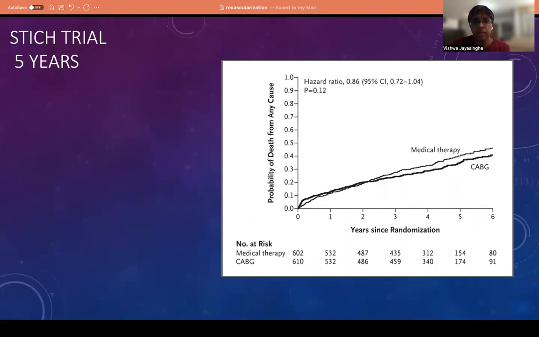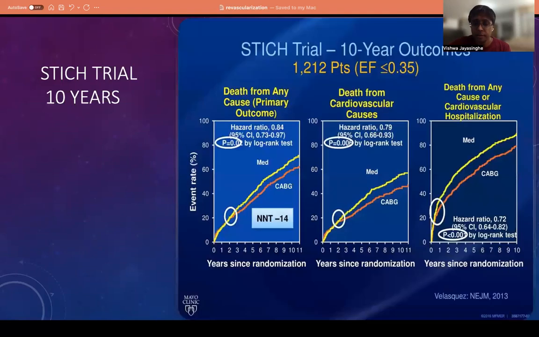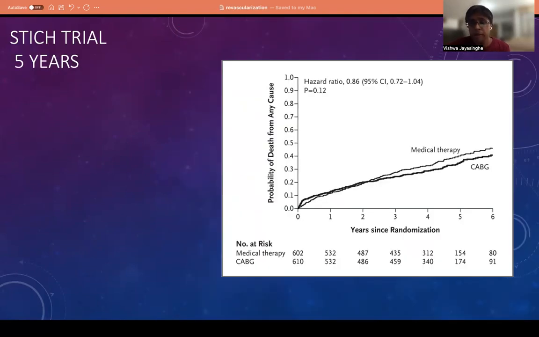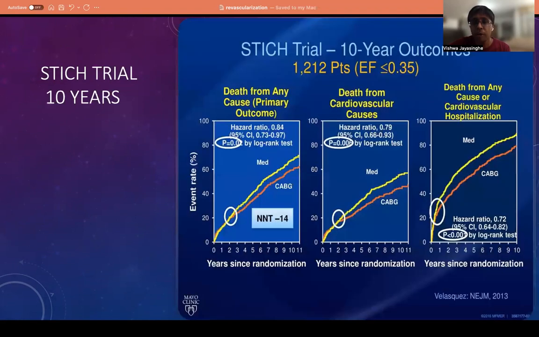Why? The evidence comes from the STITCH trial. The STITCH trial took patients with EF less than 35% and triple vessel disease, and compared CABG versus optimal medical therapy. At 5 years, there was no statistically significant difference, but at 10 years, there was a statistically significant difference in death from any cause, death from cardiovascular causes.